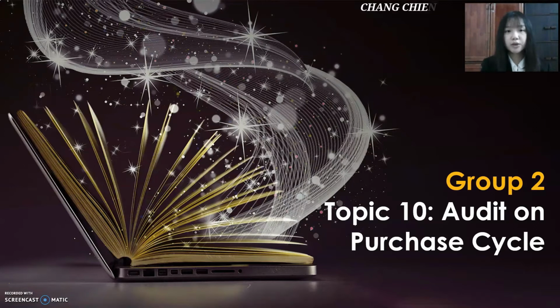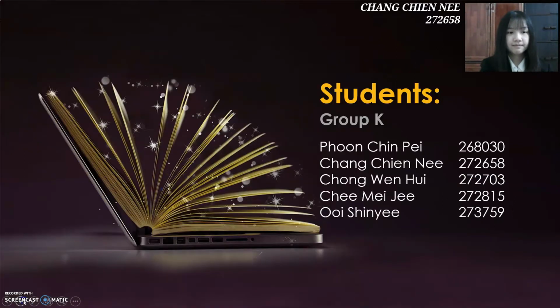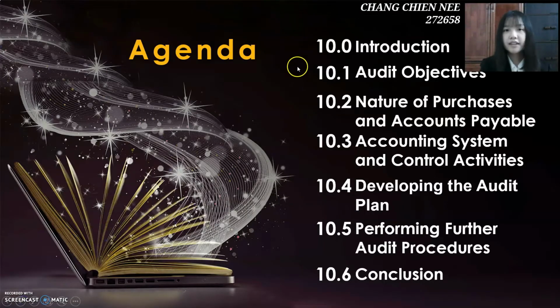Today, Group 2 is going to do a presentation on Topic 10, Audit on Purchase Cycle. We will discuss 7 agenda items as shown below.